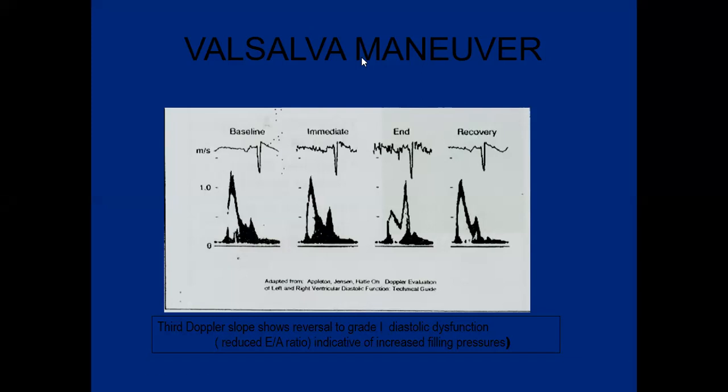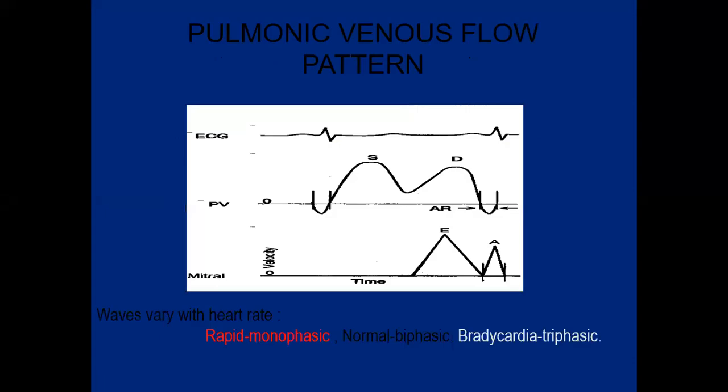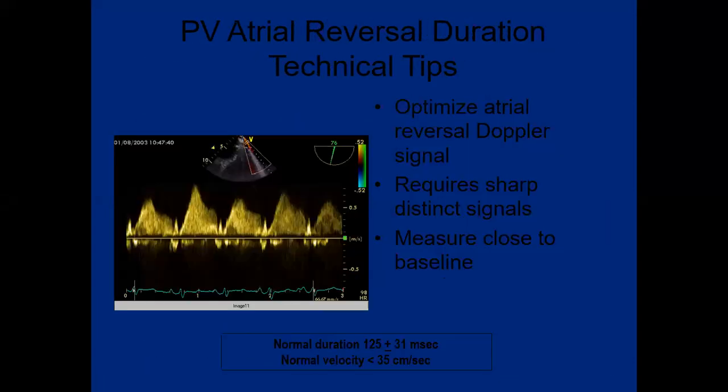Okay. So if you have this kind of pattern, a tall E, small A, which is classified into grade 2 or grade 3 diastolic dysfunction, do a Valsalva, it reverts to this kind of pattern. This is known as grade 2 diastolic dysfunction. And this was done long back, before 2014. We used to classify them as grade 1, grade 2, grade 3, grade 4. So this was before 2014.